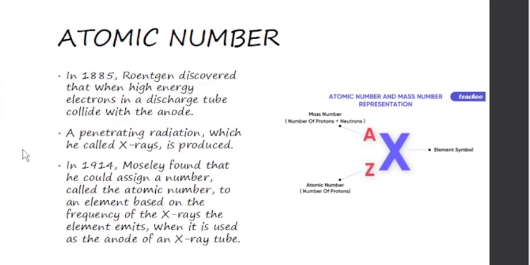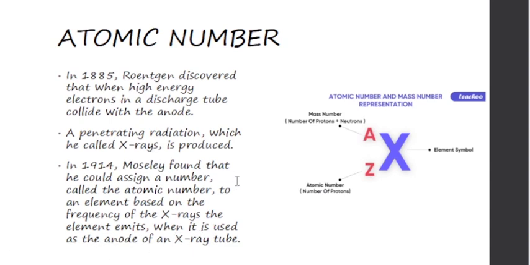Now, in 1885, Röntgen discovered that when high energy electrons in a discharge tube collide with the anode, a penetrating radiation, which he called X-ray, is produced. In 1914, Moseley found out that he could assign a number called the atomic number to an element based on the frequency of the X-ray the element emits when it is used as the anode of an X-ray tube.